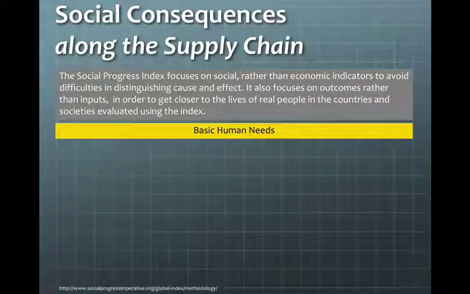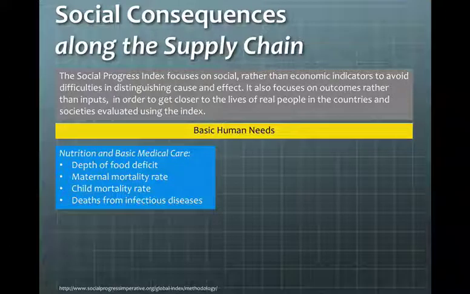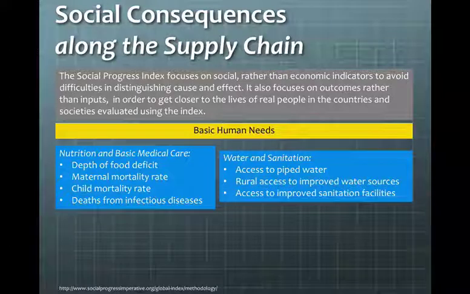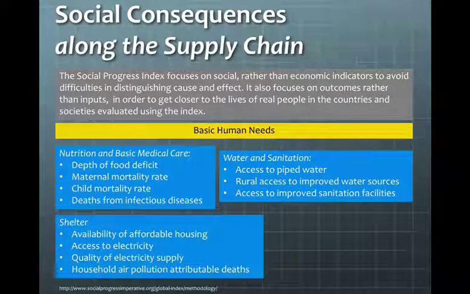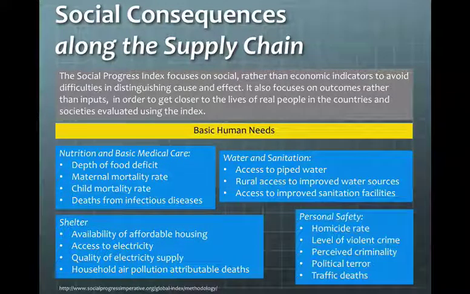At its core, the basic human needs component of the Social Progress Index measures how well a country can provide for food, water and sanitation, shelter, clothing, and personal safety of its people. Like measures of well-being and opportunity, the Social Progress Index evaluates basic human needs based on outcomes rather than inputs, so that they better represent what is really going on with everyday people.